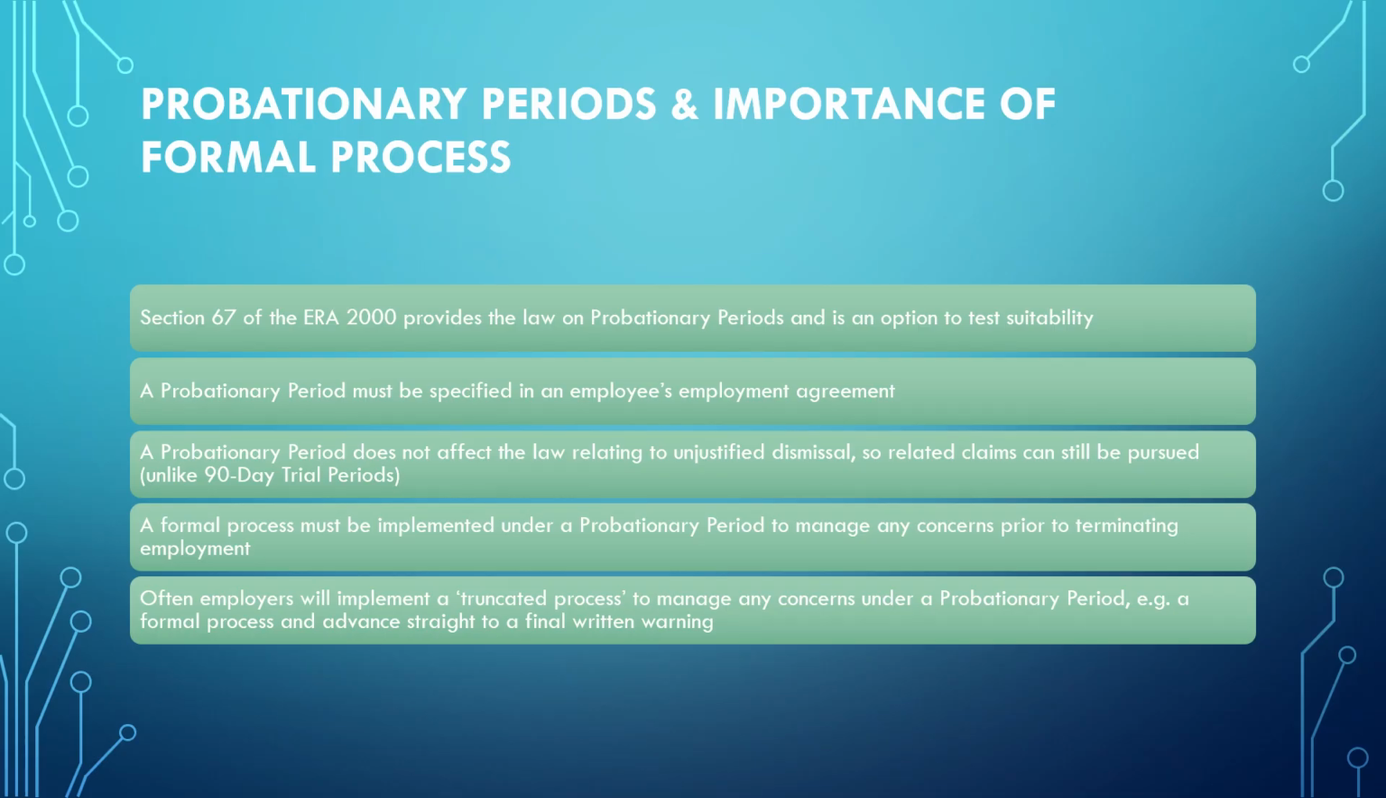Often a point of relevance to factor in or consider when managing concerns under a probationary period is that employers will implement a truncated process to manage concerns, whether they're performance or conduct during a probationary period. For example, a formal process and an advancement, say, straight to a final written warning, rather than your usual process where if you're dealing with substandard performance issues or conduct-based concerns, often there will be a process that will precede it and numerous warnings before you can get to the point of implementing a final written warning.